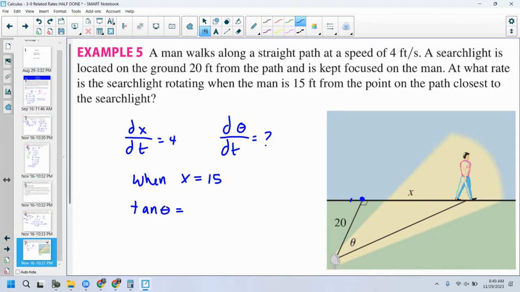Did you get that one? Yeah, I was good with that. You good with that? I'm following along. Tangent is opposite over adjacent, right? So x over 20.